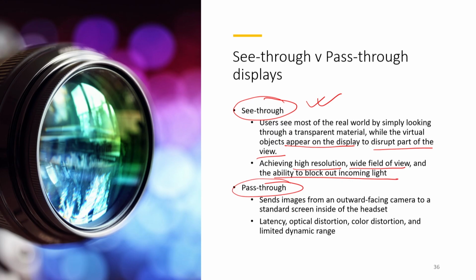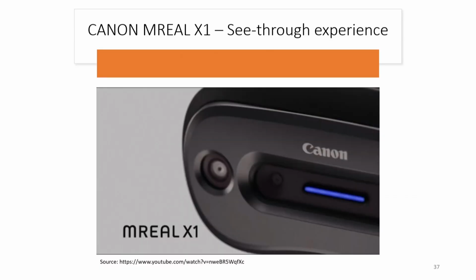In pass-through displays, you send images from outward facing cameras to a standard screen inside of the headset. But this comes with issues of latency, optical distortion, color distortion and a limited dynamic range. So, both types of displays are used in XR systems and they have various pros and cons. In see-throughs you get high resolution, whereas in pass-throughs there might be latency and optical and color distortion, but still pass-through displays continue to be popular.